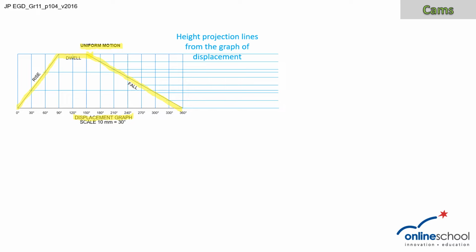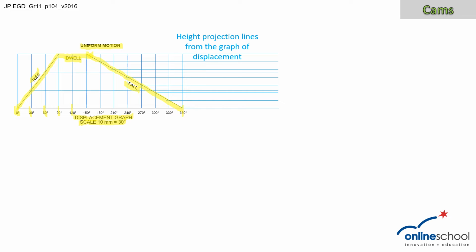We have our scale, which we also indicated, in this case each 10 millimeters equals 30 degrees, so therefore we know that there is 10 millimeters between each one of these 30 degree intervals on our graph of displacement. So we definitely would say that 10 times 12, meaning from 0 to 360 degrees, would give us 120 millimeters in total. And we also have indicated here where it rises, where it dwells, and where it falls. So that is the movement of our follower.